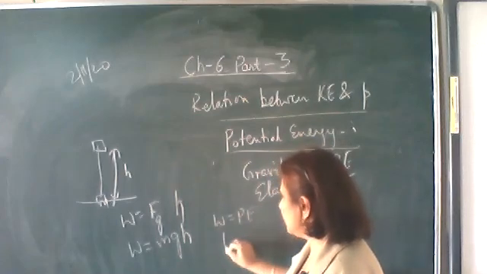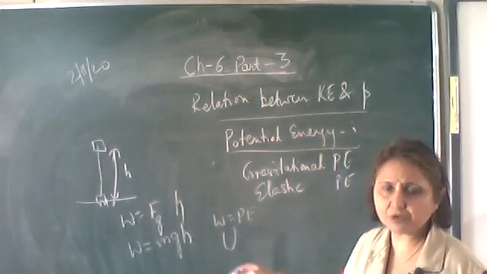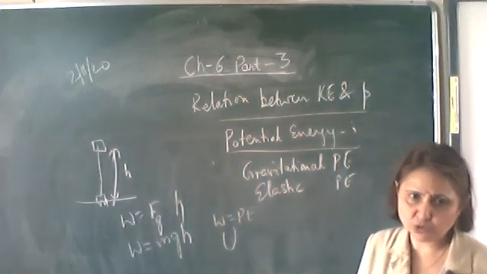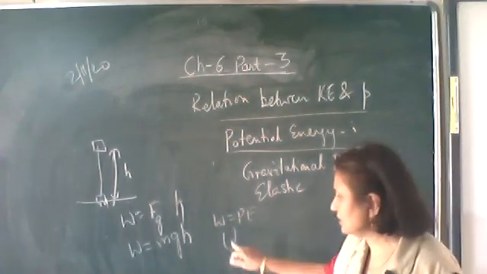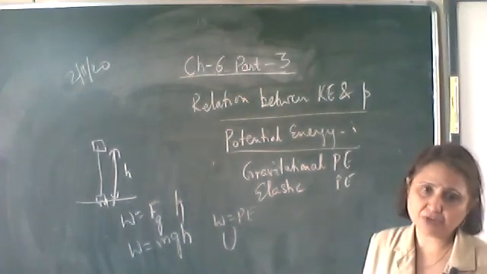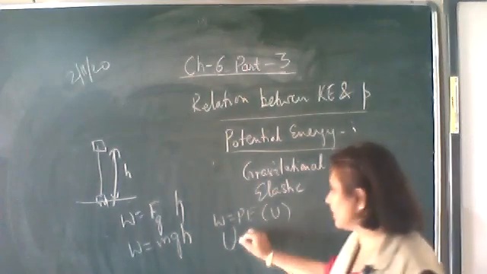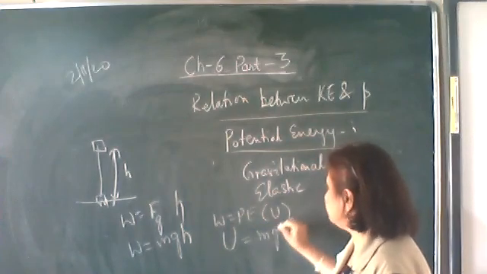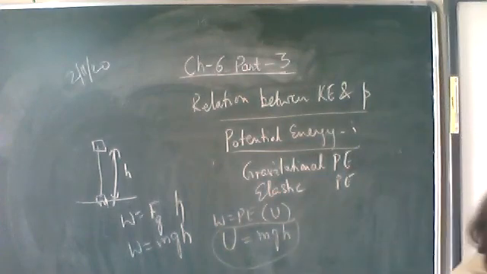Hence the potential energy, which you can represent by U. Generally the potential energy is represented by U. Kinetic energy is represented by K. So this work done is stored in the form of potential energy, and hence the potential energy is given by mg into h. So the potential energy is given by mgh.